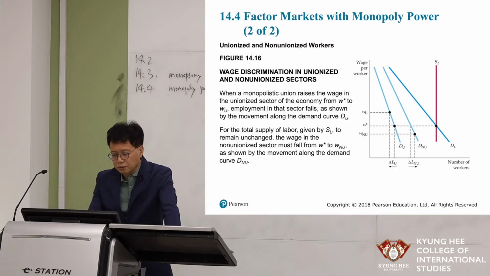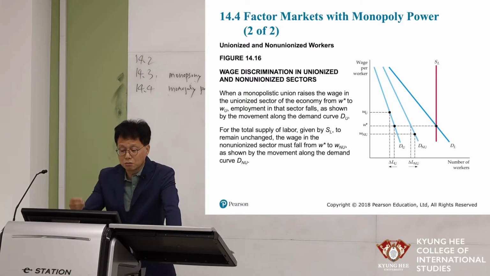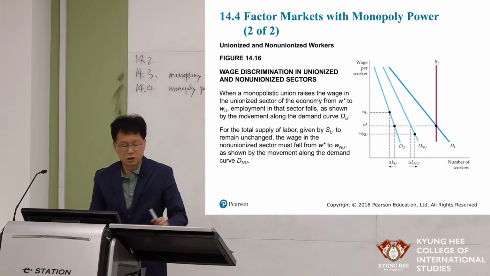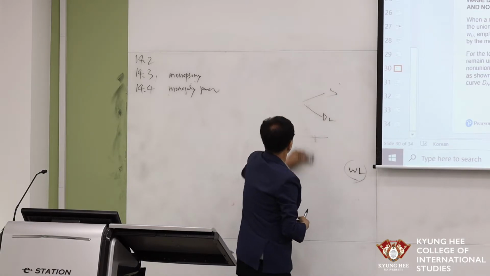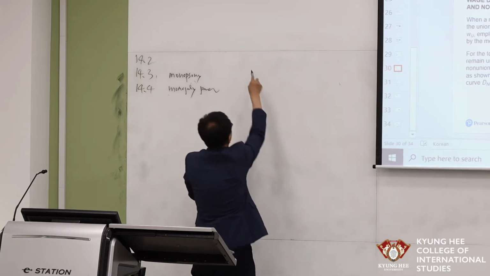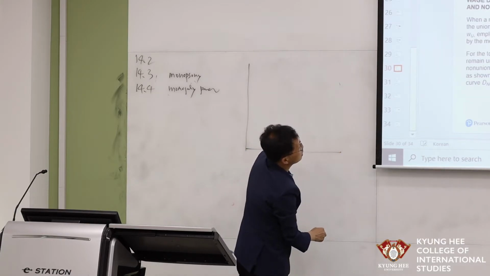This one is also very important. Unionized and non-unionized workers, figure 14.16. Wage discrimination in unionized and non-unionized sectors. A monopolistic union has monopoly power in the labor market. When a monopolistic union raises the wages in the unionized sector of the economy from W star to, okay, the graph, figure 14.16.